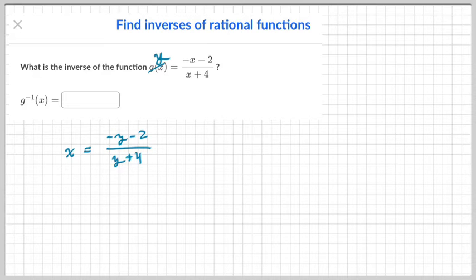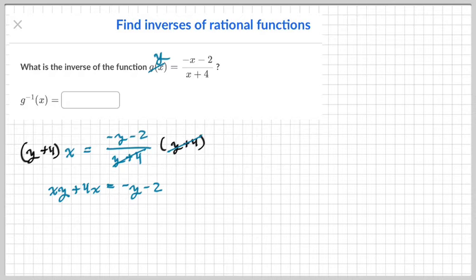Okay, so first, kill the fraction. How do I get rid of this fraction? Multiply both sides by y plus 4. Hey, this is kind of like when I was solving and I had to do that. You're right, it kind of is like that. We're learning how to manipulate equations. So on the left side, we get xy plus 4x. On the right side, the denominator cancels, leaving negative y minus 2.